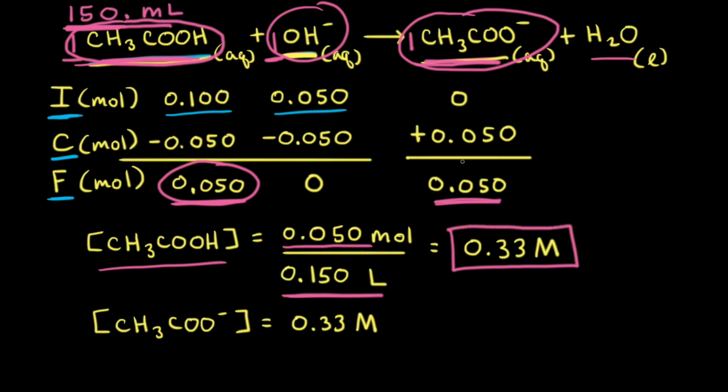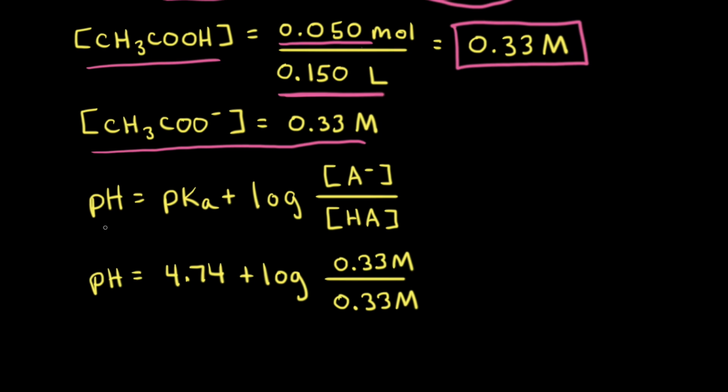For the acetate anion, we also have 0.050 moles, and the total volume of solution is also 0.150 liters. Therefore, the concentration of the acetate anion is also 0.33 molar. To find the pH of the buffer solution, we can use the Henderson-Hasselbalch equation.